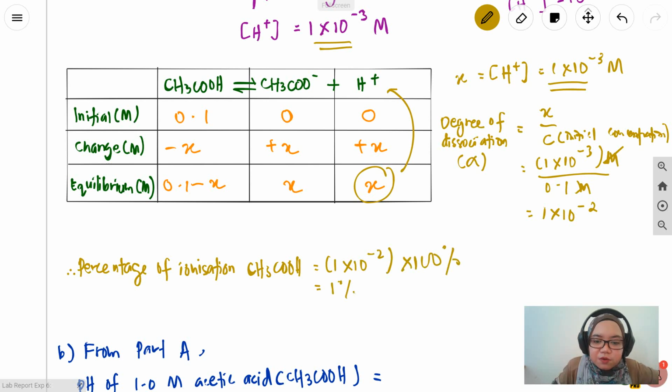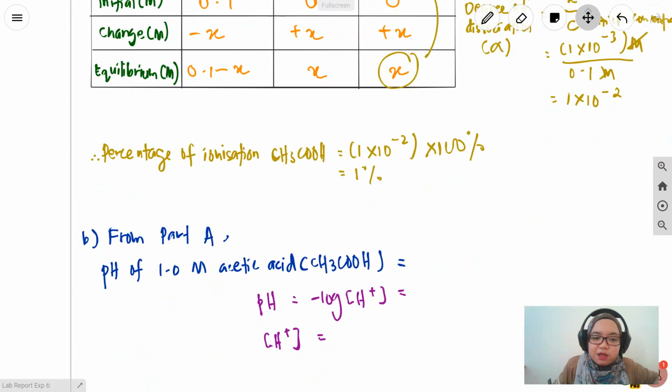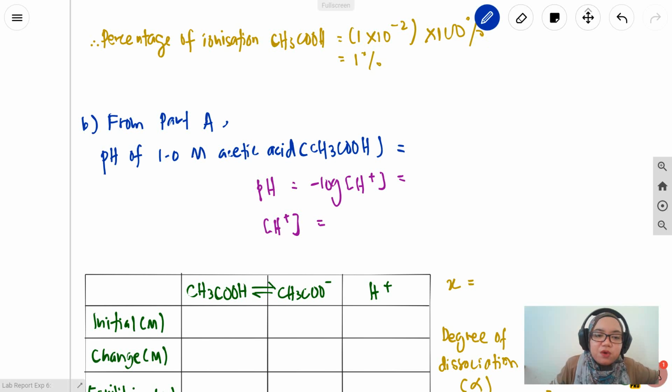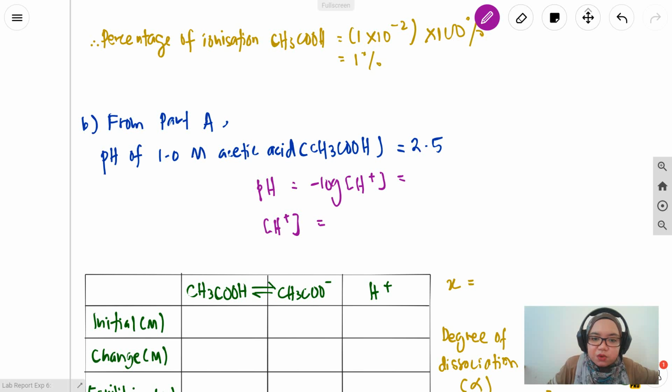So this is how you find the percentage of ionization for CH3COOH. Okay, now that is for 0.1 molar. So let's do it for 1.0 molar. From part A, the pH of 1.0 molar acetic acid, from the table yang I bagi dalam result dalam Telegram, is 2.5. So you know that pH is equal to negative log H plus, which is 2.5, kan pH dia.